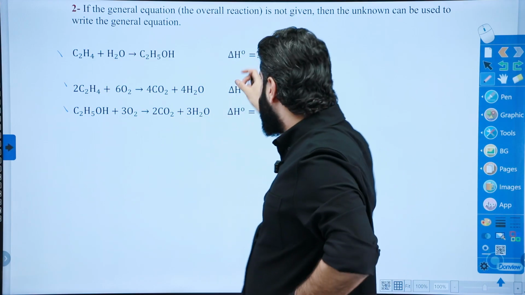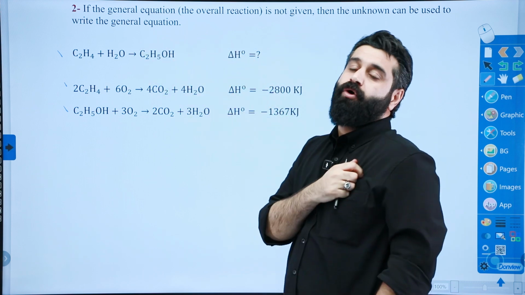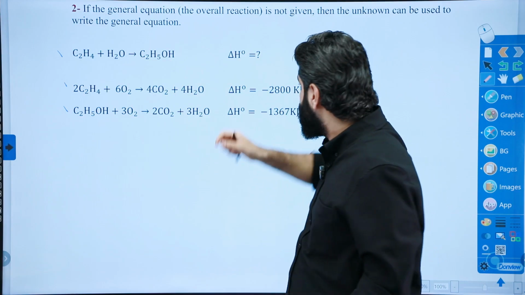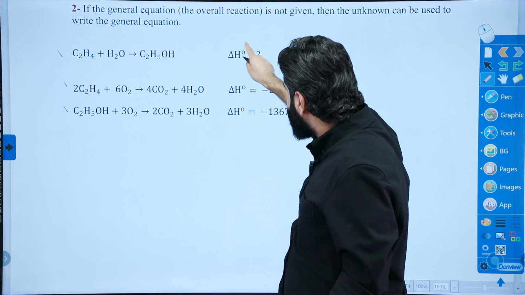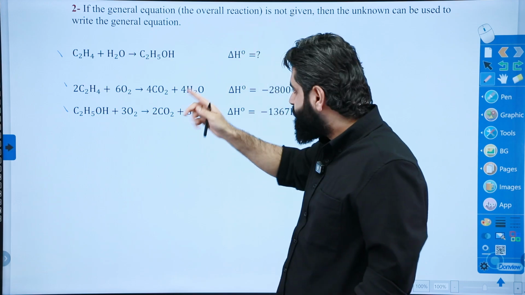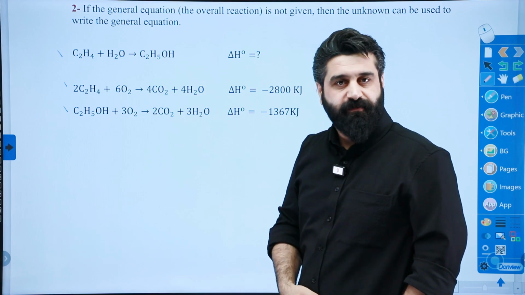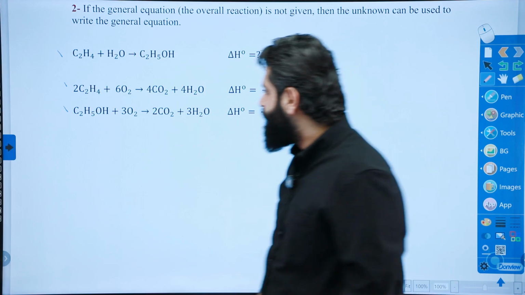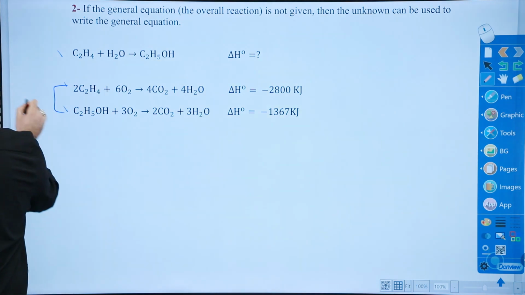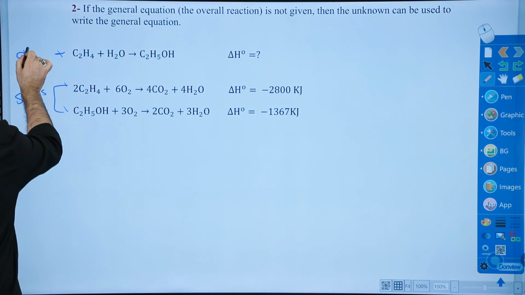Which one is the overall? The one with the unknown is the overall, my dear. Look, the one with delta H unknown, so this will be the overall. And these reactions will be the steps, the intermediate reactions. So these are the steps, and this is the overall.